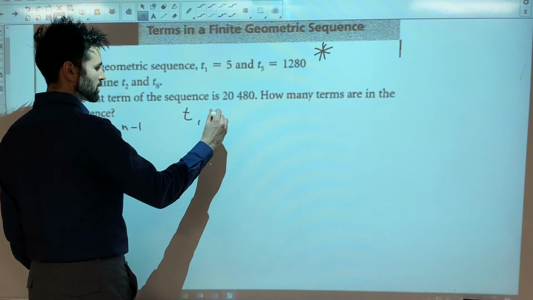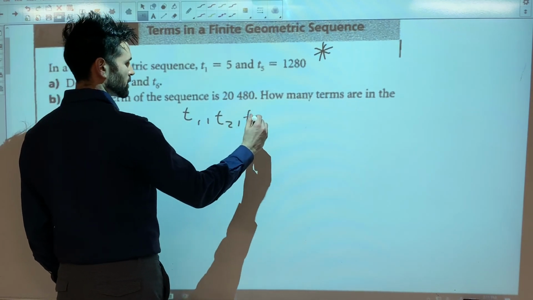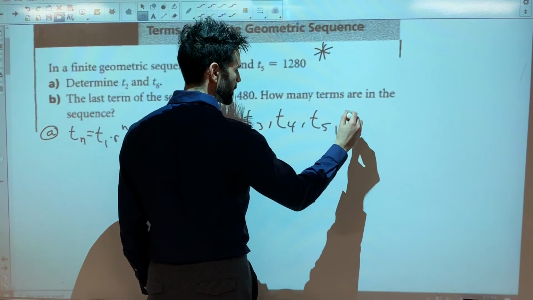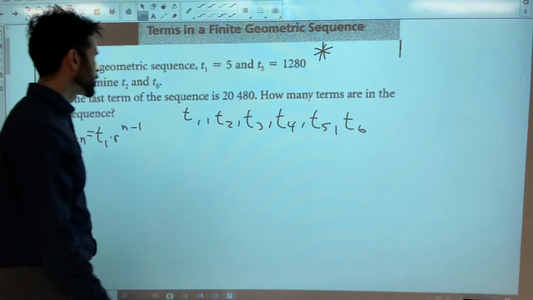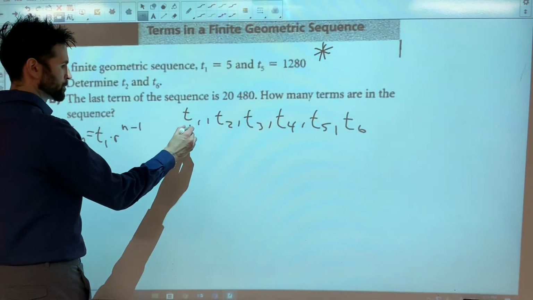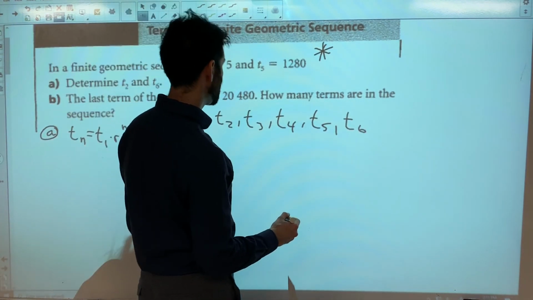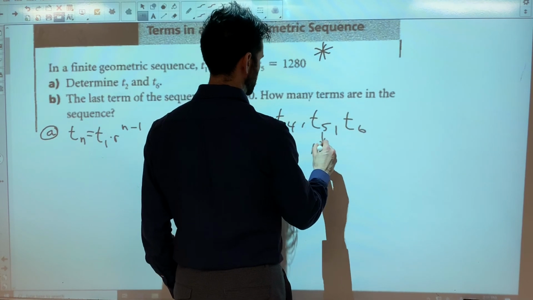So I'm going to show it to you like this. Here's term 1. Here's term 2. Here's term 3. Term 4. Term 5. Term 6. Now, do we know any of these? Yes. We know term 1 is 5. And we know term 5 is 1,280.